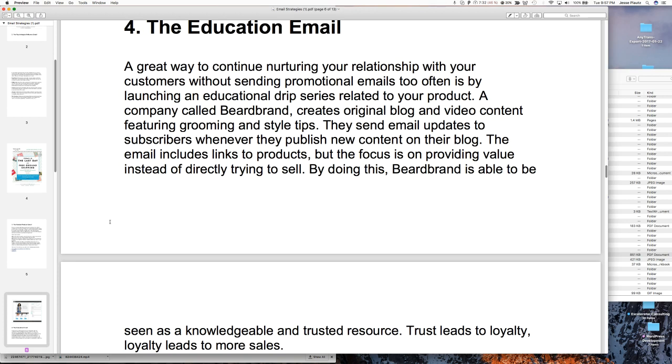For instance, he gives the example of Beard Brand, which is a really cool brand, and they're constantly giving out style tips, how to take care of your beard, different types of beard combing techniques, different types of beard fashioning, and all this stuff. I don't have a beard, so I don't know anything about beards, but those that do know that beard people are super interested in that kind of thing.